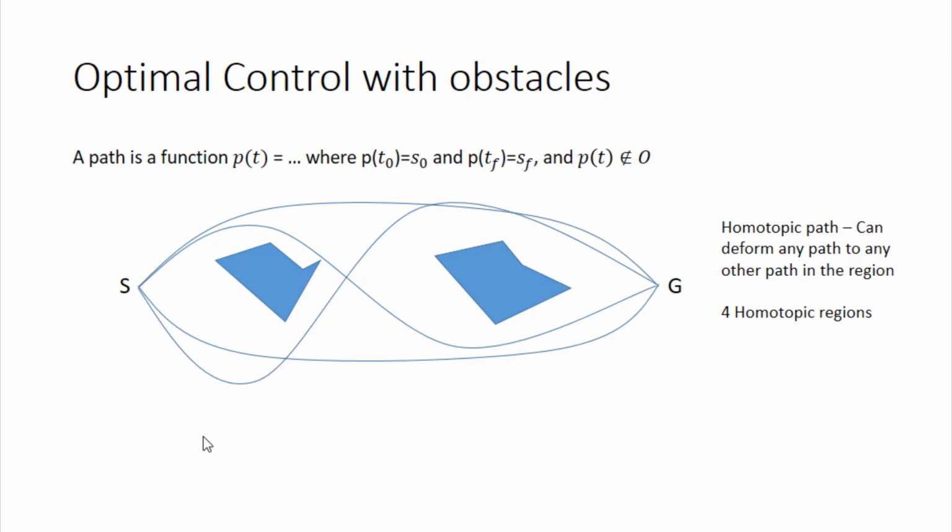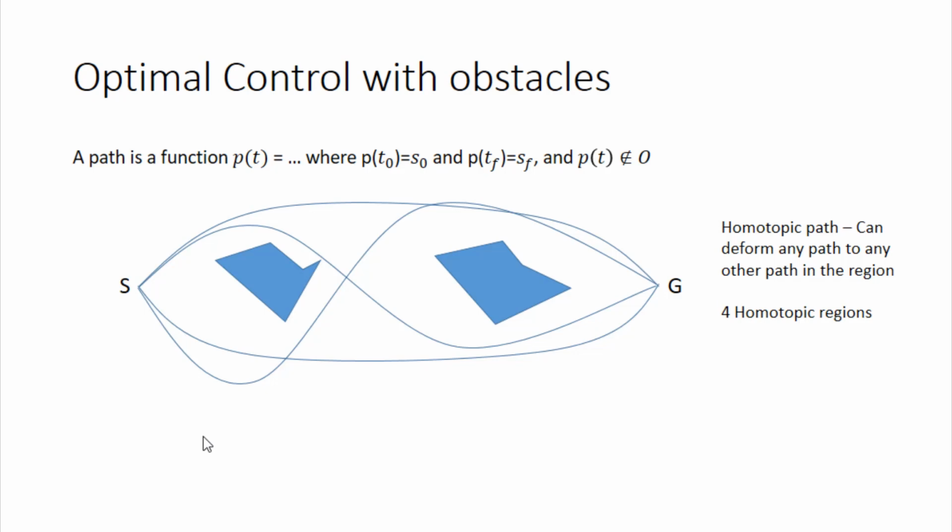So if I tried to take the topmost path, the one that goes over both of them, and I wanted to deform that to the bottom one, the one that goes underneath both of them, I couldn't do it. It's impossible because there's no way to deform the top path without intersecting these 2 obstacles in the middle. And so for these 4 paths, you actually can't deform any of them to form the other paths. So each one of these is like its own homotopic region.